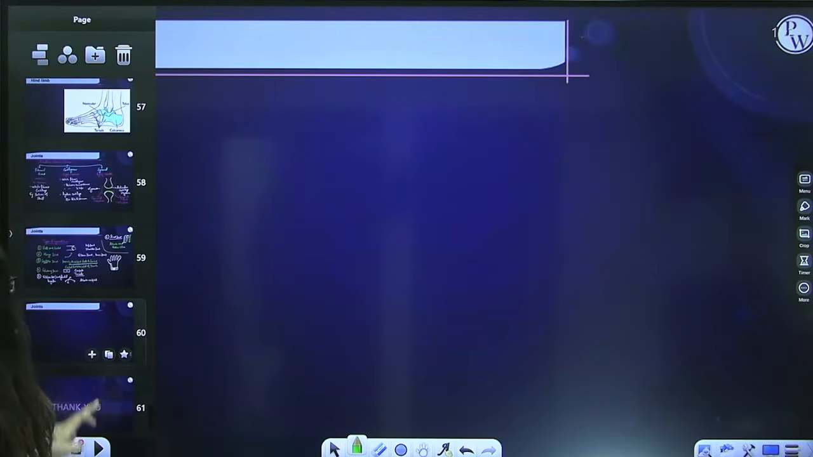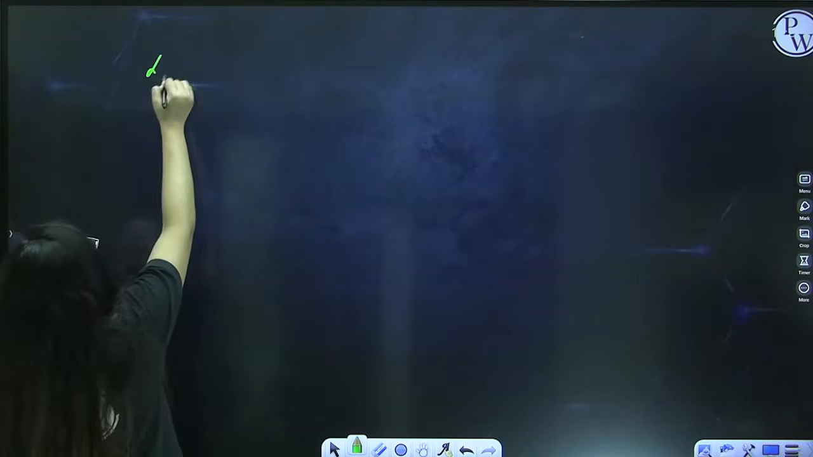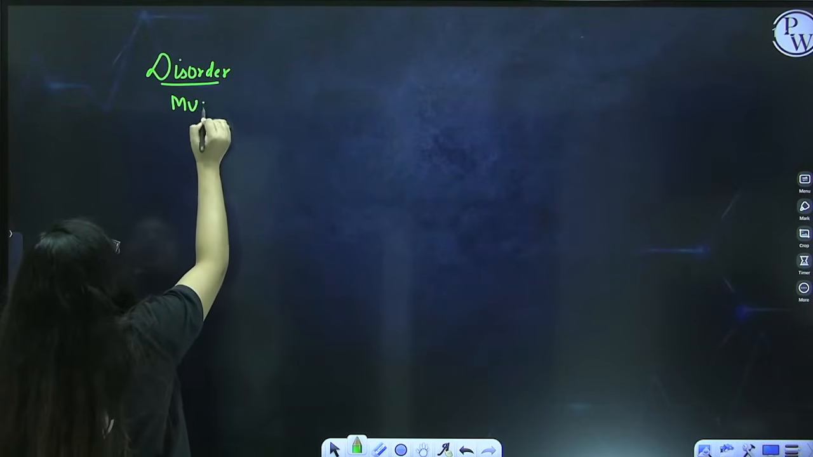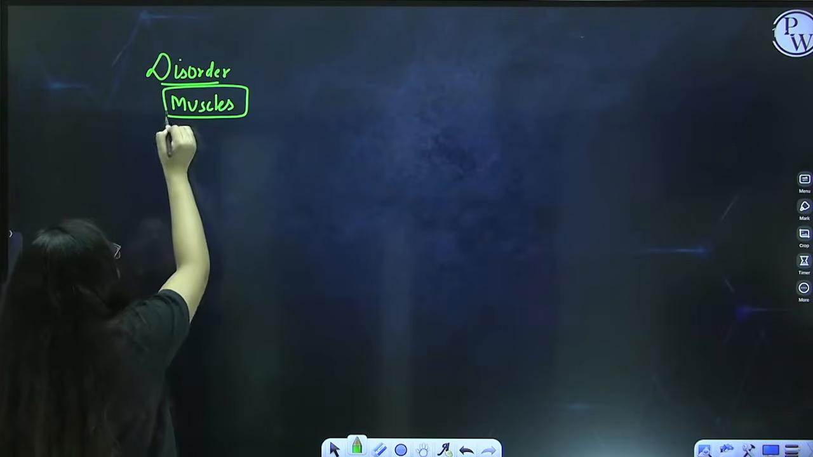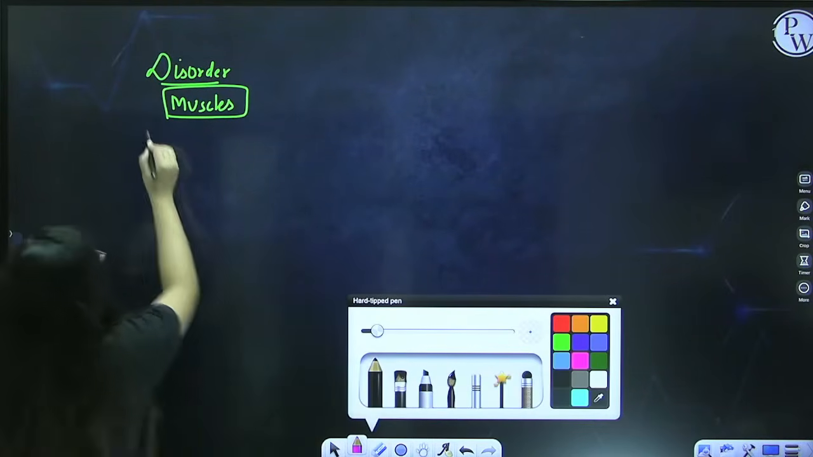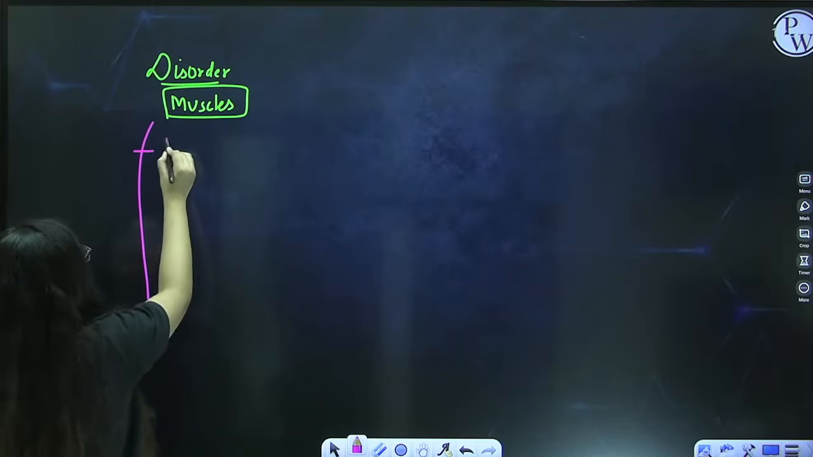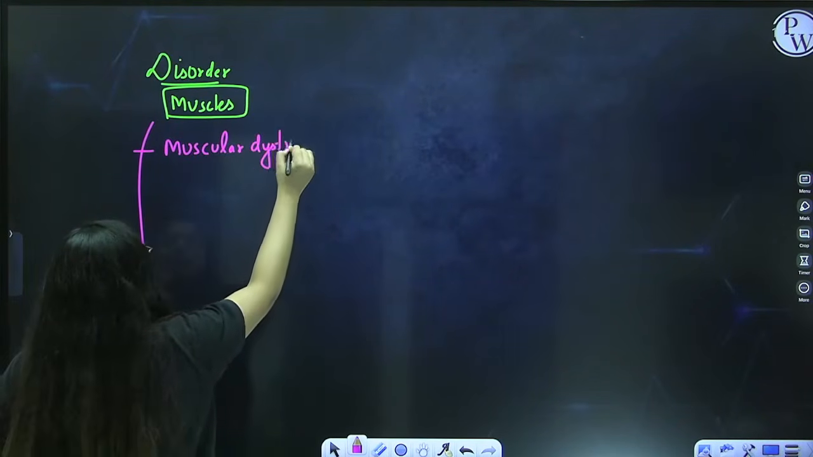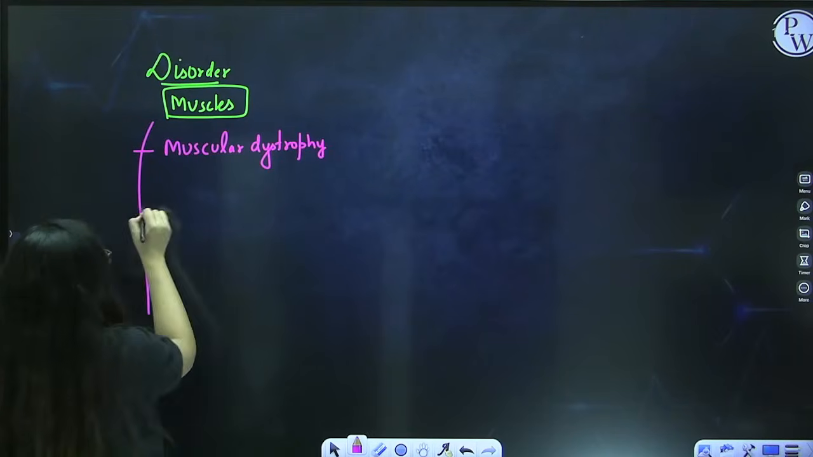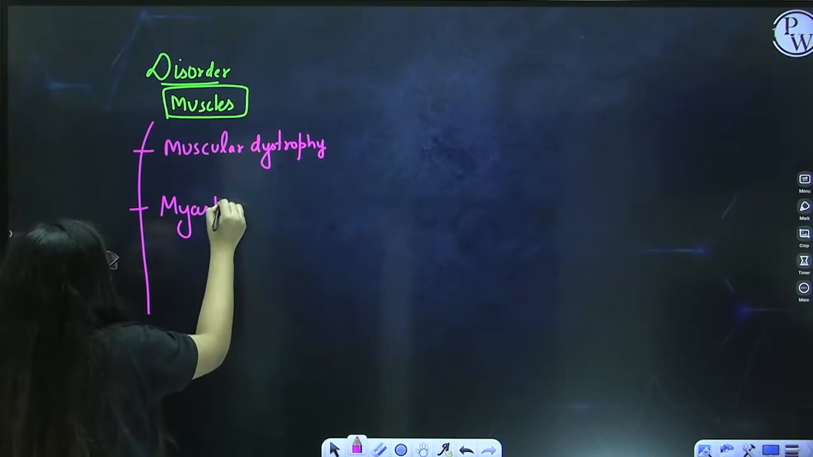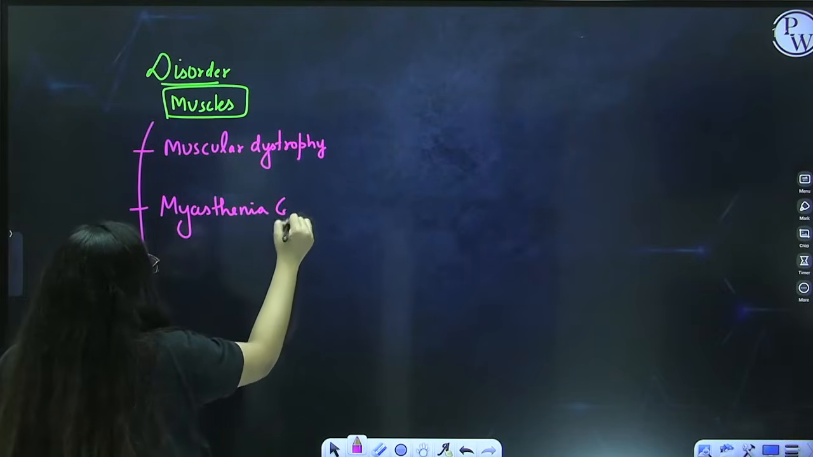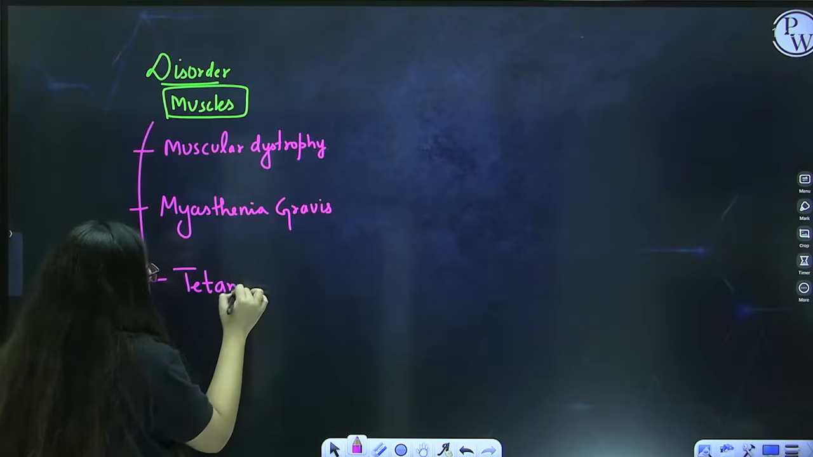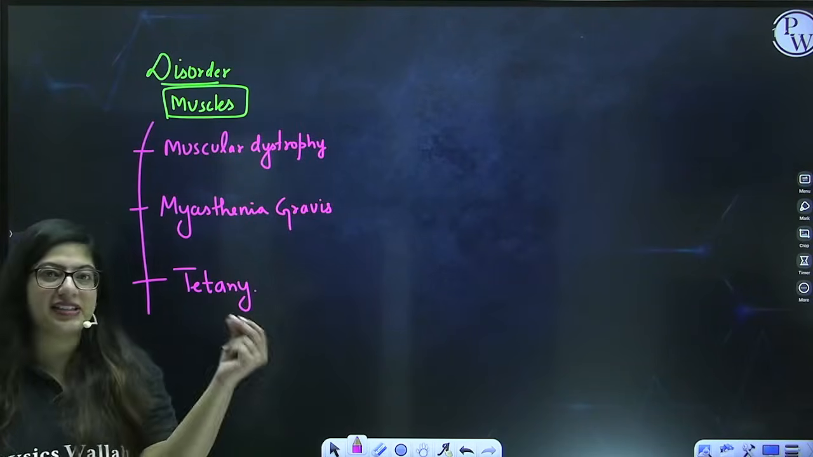It's time to learn about disorders, guys. Now, what are the disorders associated, first of all, with muscles? With muscles, we have three disorders. One is muscular dystrophy. Second is myasthenia gravis. And last is tetany. Let's get started with this.